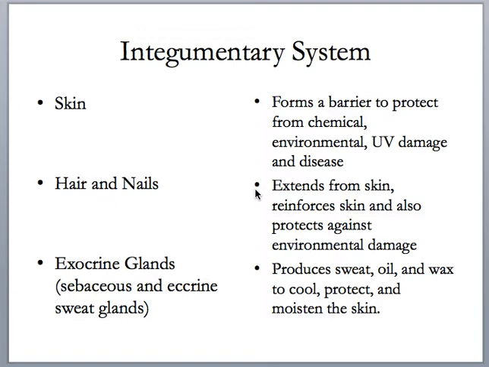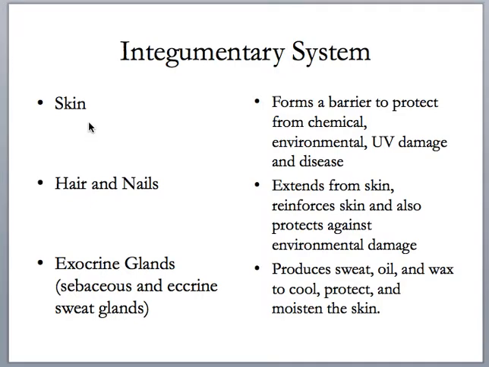Talk about the integumentary system. The integumentary system is composed of your skin, hair, nails, and exocrine glands. Exocrine glands: exo means to the outside, crine means secretion, so exocrine glands mean that their secretions go to the outside. So let's talk about some overall functions of these.